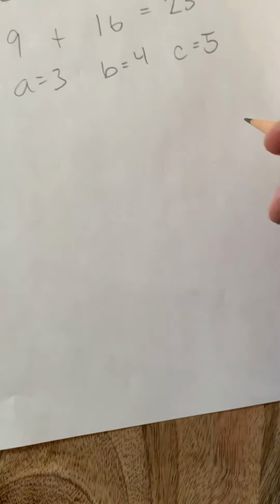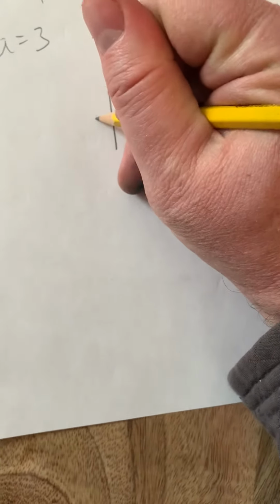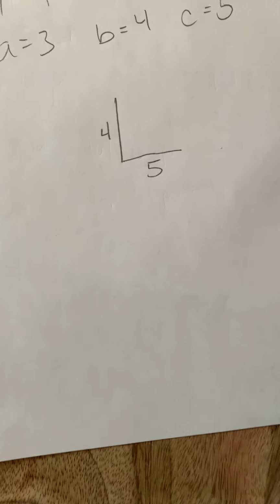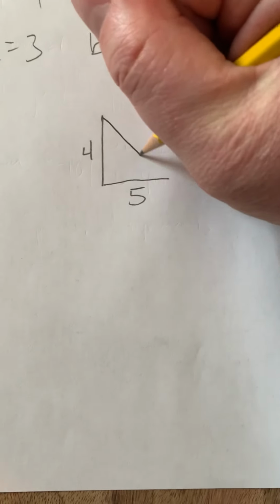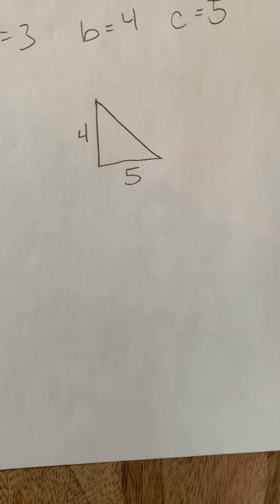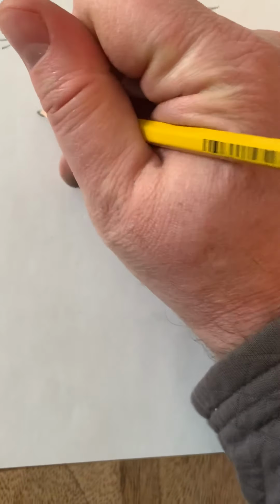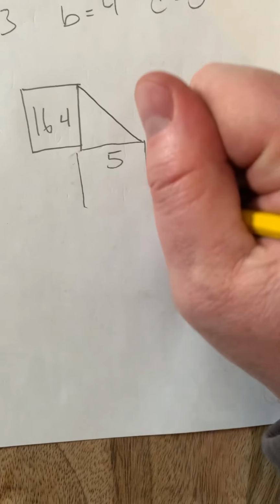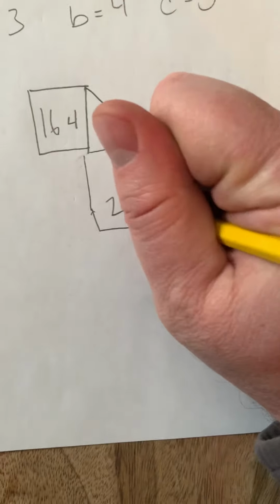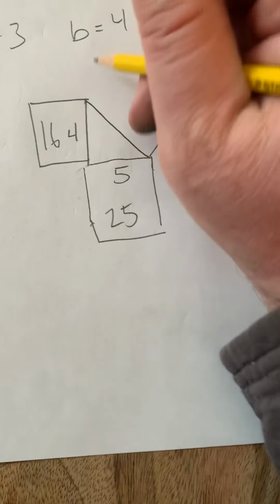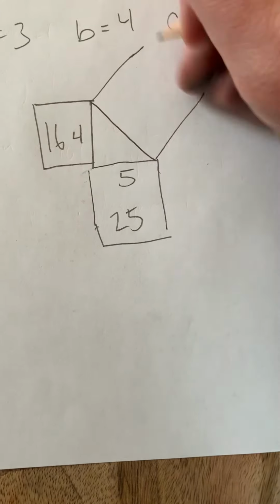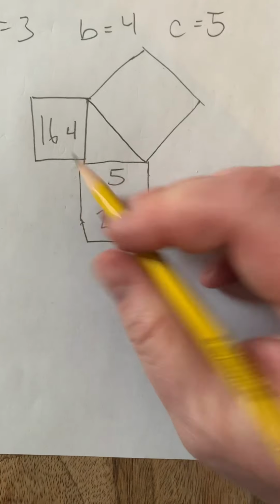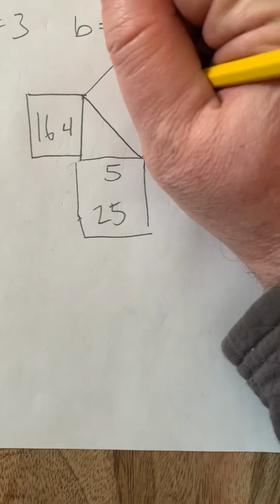Well, if I have A being 4 and B being 5, okay, let's figure out what C is. It's not going to be 6. If I square this, 4 squared is 16. I square this, 5 squared is 25. Well, the square of the hypotenuse is going to be A squared plus B squared. So 16 plus 25 is 41.